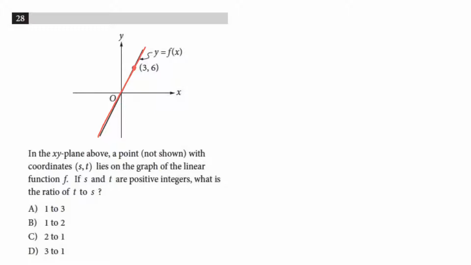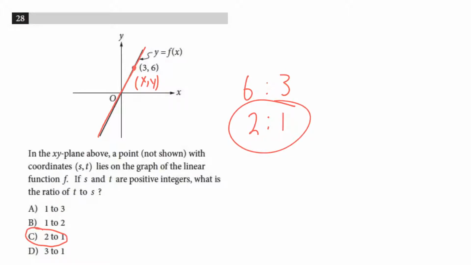So let's see, is it saying the ratio of t to s? Well, t is y, s is x, so it's y to x. So that's going to be 6 to 3. And we can reduce that by a factor of 3. We'll get 2 to 1. So C is our answer.